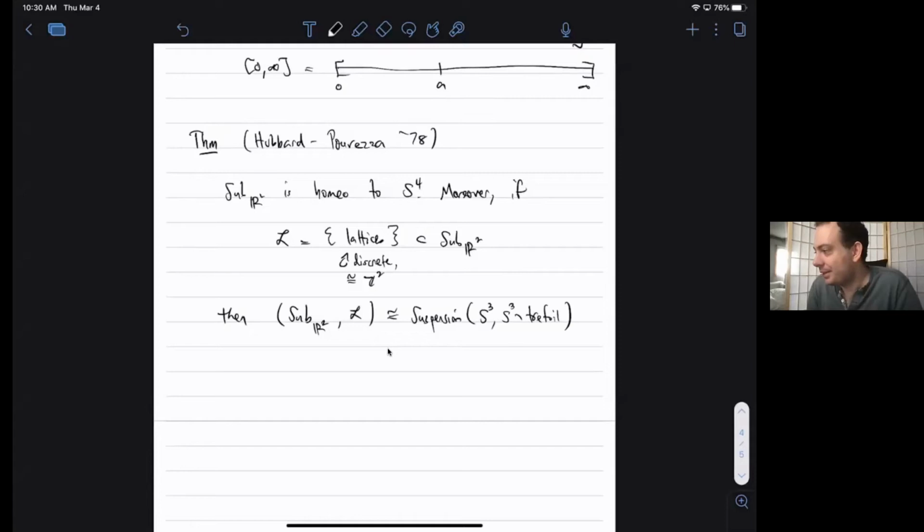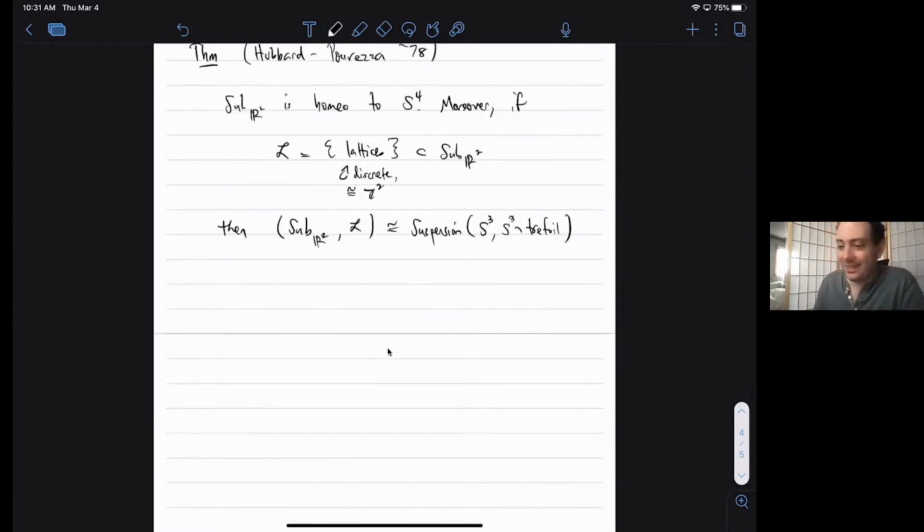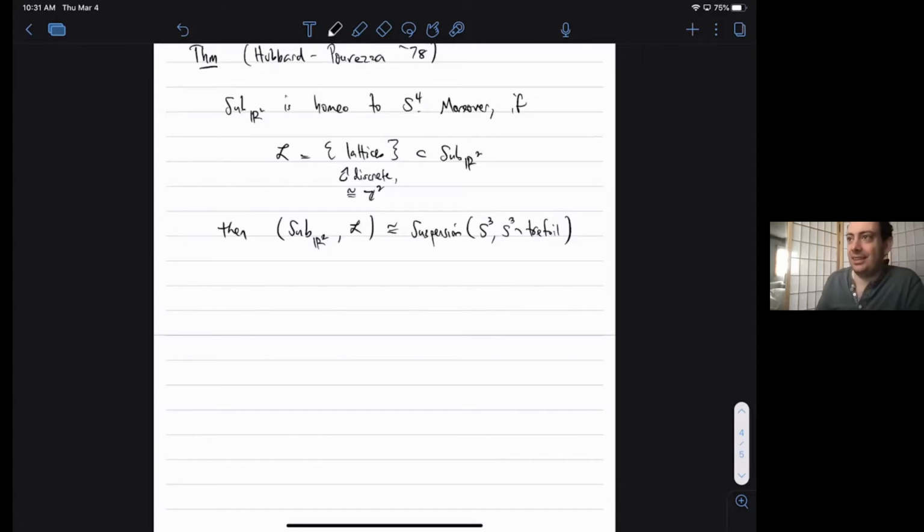So sub R2 is a 4 sphere, i.e. the suspension of the 3 sphere. And the way that L sits inside of sub R2 is as the suspension of the trefoil complement. I think that's kind of lovely. And maybe just a quick remark on this, since there's a lot that you can understand quickly here, even if you can't prove the entire theorem really quickly.